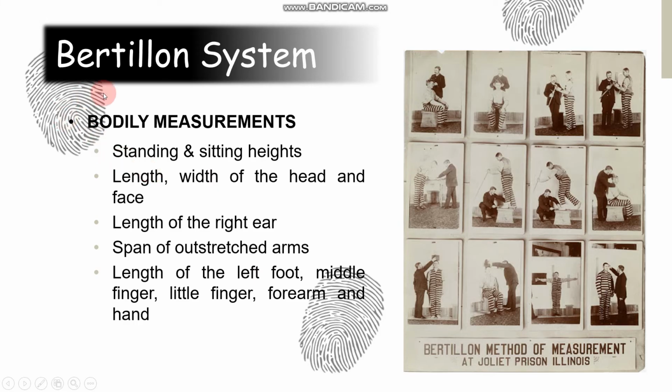Sa pinaka-konsepto ng ating Bertillon system is the bodily measurements ng isang tao. Kinukuha yung standing and sitting heights. Mine-measure yung kanyang height, nakatayo, and then the sitting heights. Length, the width of the head and the face. So, kinukuha po yan. The length of the right ear. The span of the outstretched arms. So, ito yung example nila sa picture. Length of the left foot, left middle finger, left little finger, left forearm, and left hand. So, ito yung isa sa sample natin. Sinusukatan talaga, literally, yung isang tao, yung kanyang body measurement, kinukuha natin sa ating Bertillon system.